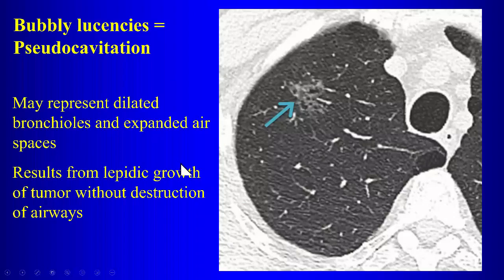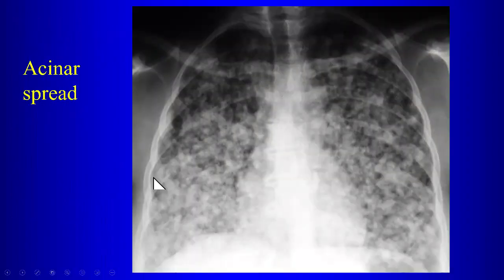Now, another feature that can be associated with these tumors is called pseudocavitation. Those are these bubbly lucencies. These may represent dilated bronchioles, and this also is a result of lepidic growth without destruction or distortion of the underlying lung architecture. So bubbly lucencies, pseudocavitation, is another high-risk imaging finding if we happen to see that on a CT scan.